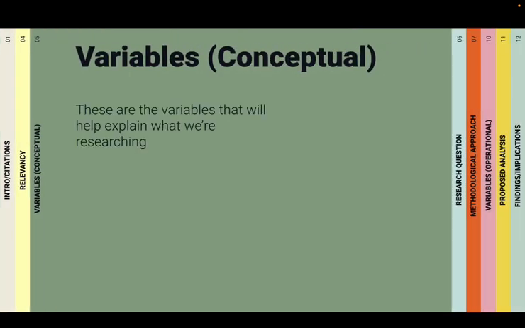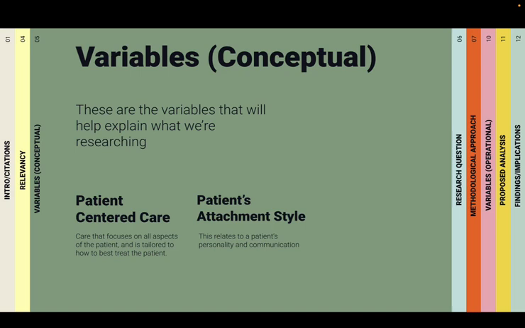So, our conceptual variables. So, variables that will help explain what we're researching. Patient-centered care. So, this is care that focuses on all aspects of the patient. And then it tailors the treatment plan to the patient and not necessarily the disease. Patient's attachment style. So, this relates to how a patient will communicate based on personality.